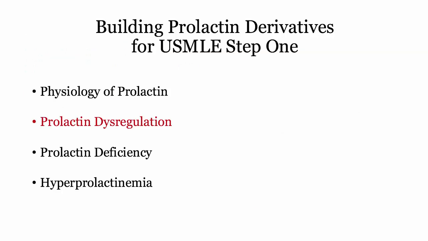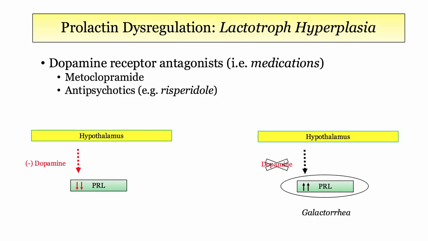Now we can easily transition into the topic of prolactin dysregulation. What does that look like? Here it is. We already said that dopamine has an inhibitory effect on prolactin secretion. So what happens when the effect of dopamine is antagonized? Bingo! Hyperprolactinemia. So who are the major dopamine antagonists? Medications, and more specifically metoclopramide and antipsychotic medications. This is a neat and easy set of derivatives.